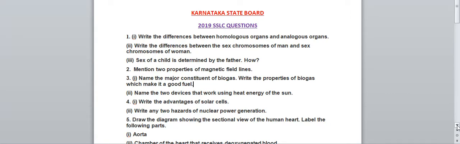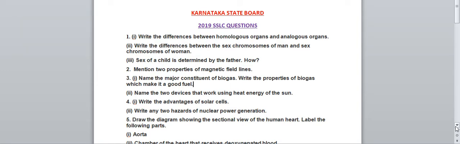So what are homologous organs? You know that homologous organs are those organs which are similar in structure but they perform different functions. And what are analogous organs? Analogous organs are those organs which perform the same function but they look different, and one example you can give. So two differences will be there.